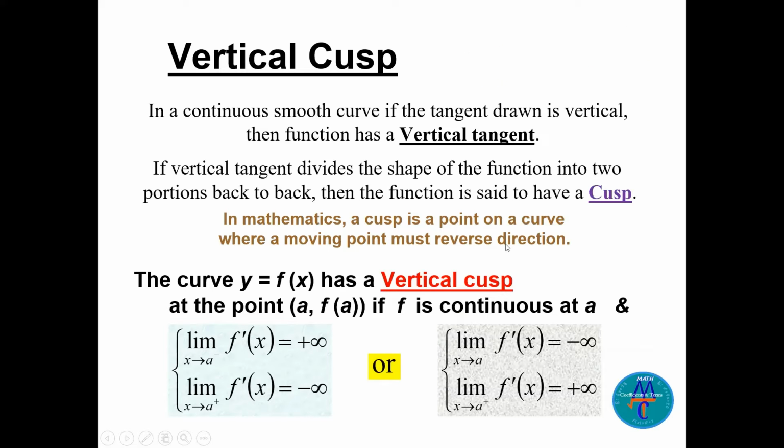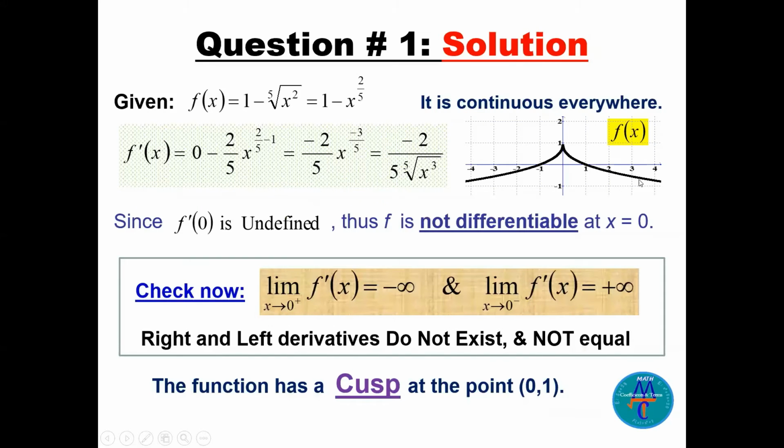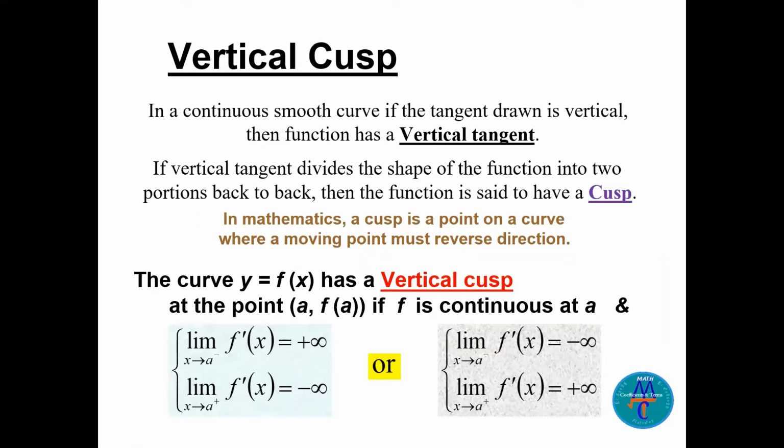As I mentioned before, let me show you now. If you are going this way, this way, this way, up, when you reach this point, you cannot continue. You have to reverse direction. That means there is a vertical cusp. Also, you can check it by the limit of f prime as x goes to a from the left or right. One is plus infinity, one is minus infinity, or one is minus infinity, the other one is plus infinity. Then you have a vertical cusp.